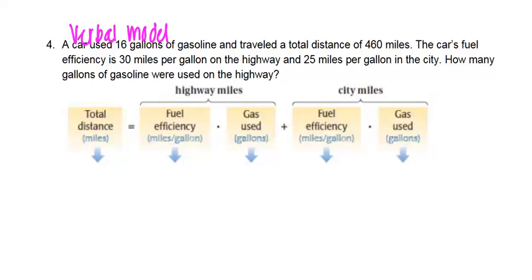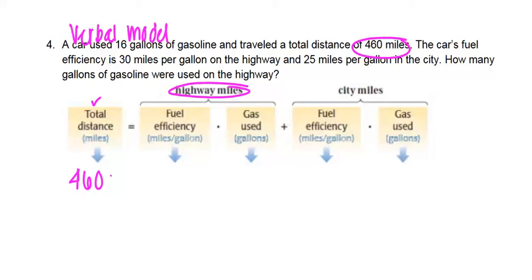This verbal model is kind of demonstrating for us where we can plug in each piece of information. So I'm going to see that the total distance equals the highway fuel efficiency times the highway cost, and the city fuel efficiency times the city cost. Those costs may or may not be the same. So I'm going to start filling in. I know based on the problem, my total distance is 460 miles.